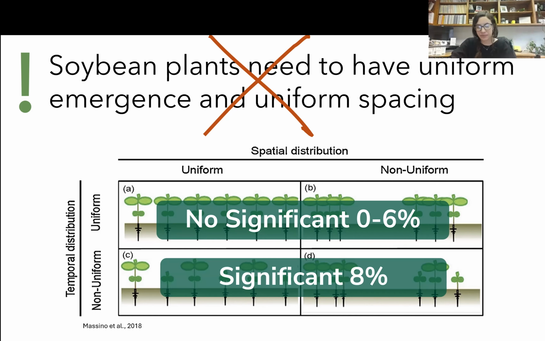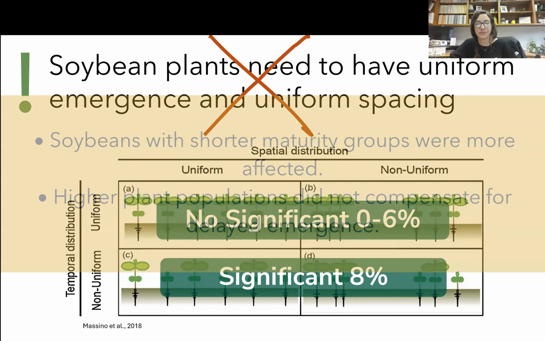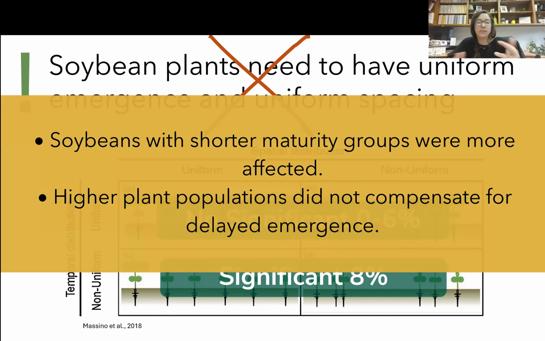And this is an experimental setting. So we had weed control, disease control, everything was perfect. The only thing that changed between these treatments was when the plants were emerging. We tested these with different maturity groups, and of course, shorter maturity groups were more affected because they have less time to compensate. And this is super interesting for me.